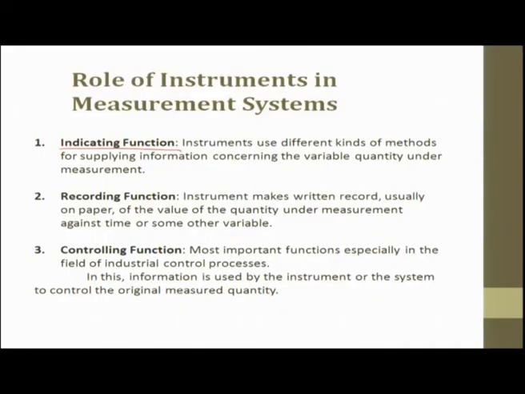Recording: these instruments make a written record, usually on paper. It can be a stylus moving, or it can be an Excel file, or it can be dots getting plotted of the values of the quantity measured under various time scales and some other variables. Control functions are the most important function, especially in the field of industrial control processes. Whatever is indicated, it takes the data, looks into a base function, and then verifies, and if there is an error, it does a correction. In this, information is used by the instrument or a system to control the original measured quantities.